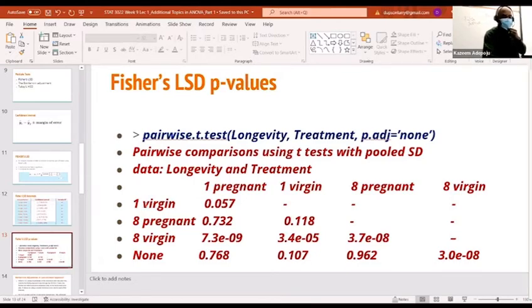When I compare one virgin with one pregnant, it gives us 0.057. All these are p-values to investigate whether a significant difference exists between 2 groups or not. So take a look at that. This is how to do that in R.